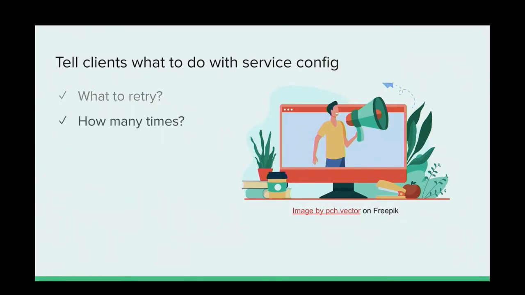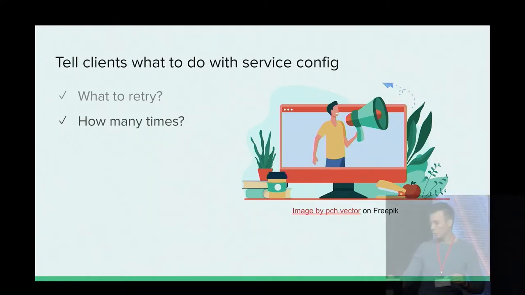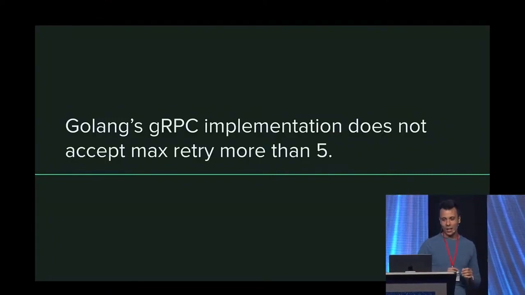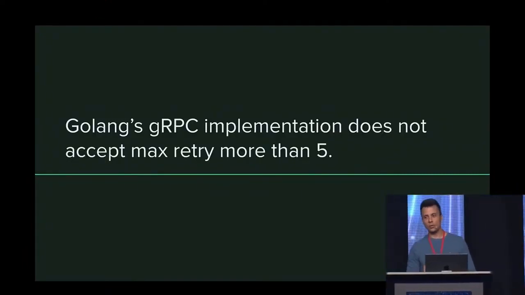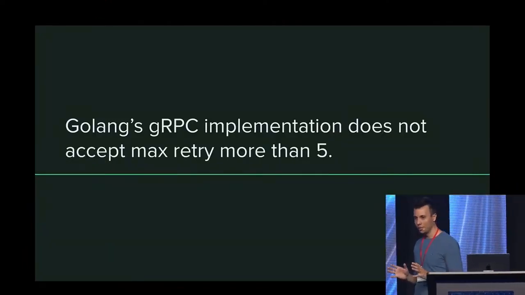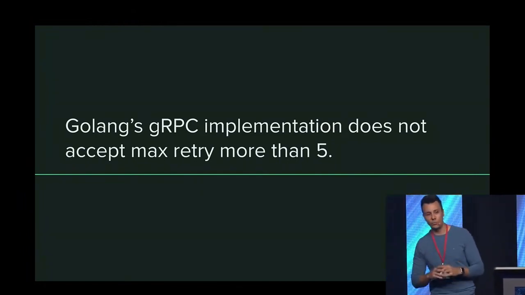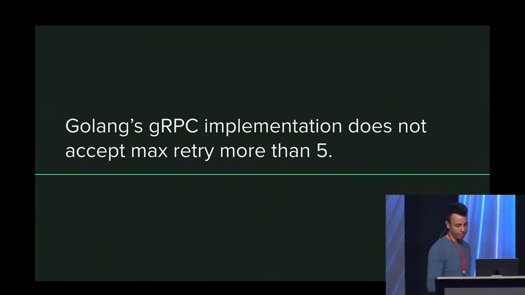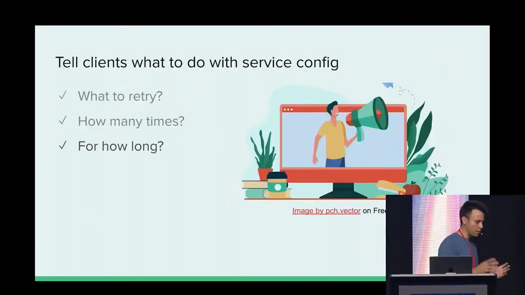We can also tell clients how many times to retry. One little caveat, the Golang gRPC implementation actually has a hard-coded limit of 5. So you cannot configure in your service config more than 5 max retries. But yeah, let's move on.